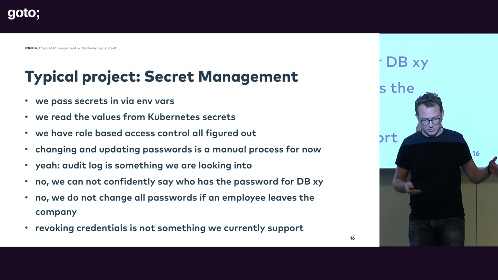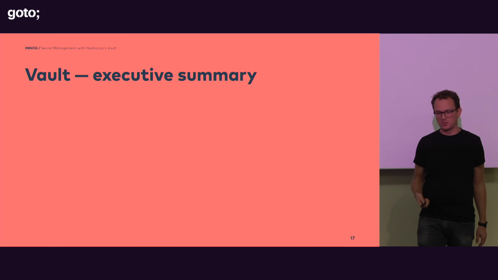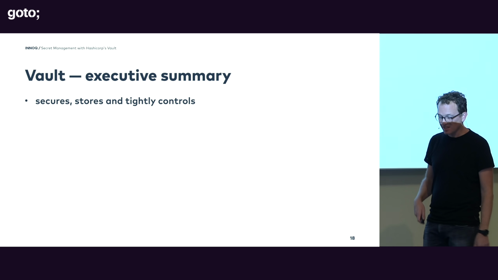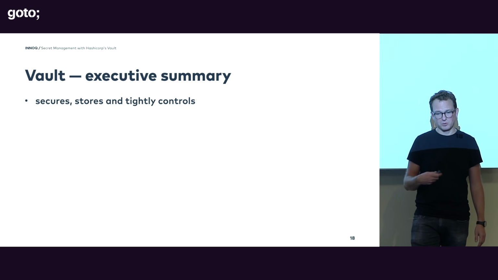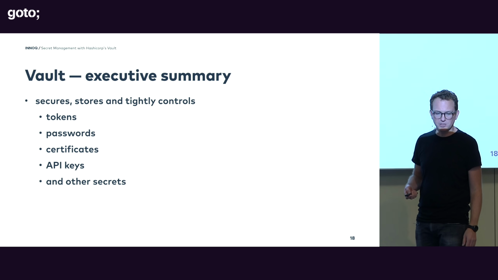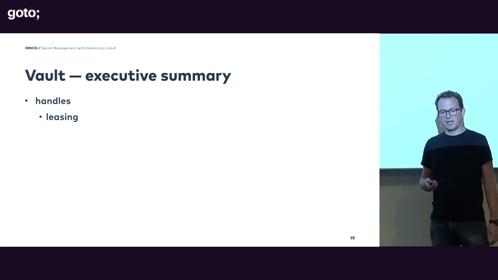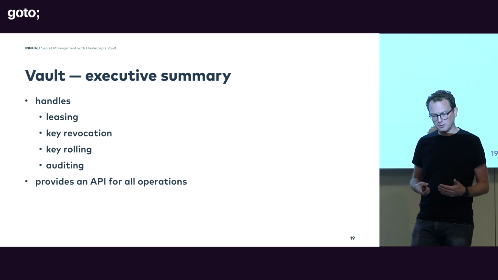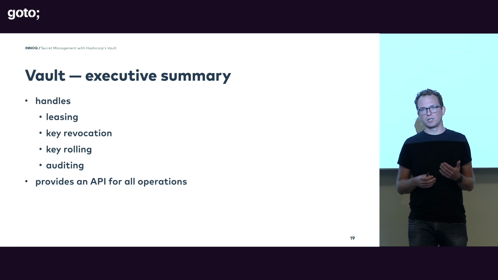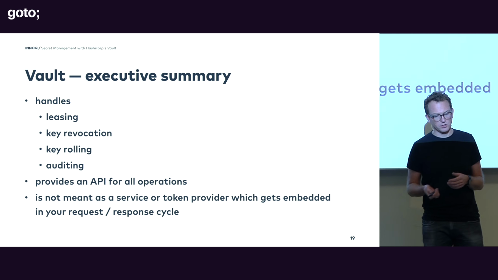All those examples are completely tailored to Vault, of course. Vault can help you with all those problems. The executive summary, this is the marketing speech from the webpage, so I'll be really quick. It secures, stores, and tightly controls tokens, passwords, certificates, API keys, and other secrets. And it handles leasing, key revocation, key rolling, and auditing. And for all this, it provides a nice REST API for all those operations. So it's really easy to use.